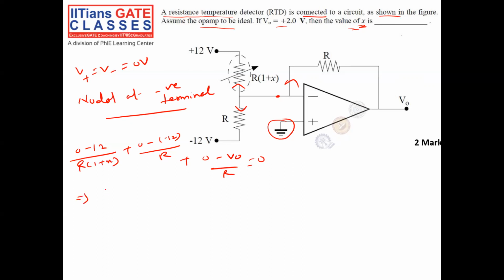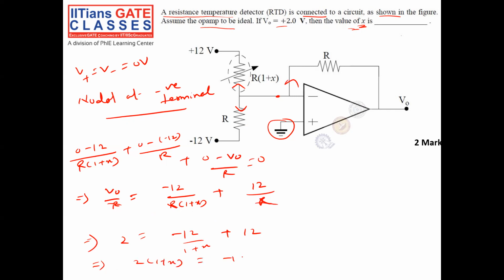Okay, simply V0 by R is equal to minus 12 by R into 1 plus X, plus 12 by R. Okay, now R got cancelled. Simply, what is V0? V0 is given as 2 volt. 2 volt is equal to minus 12 by 1 plus X, plus 12. Then multiply both sides by 1 plus X. What will you get? 2 into 1 plus X is equal to minus 12 plus 12 into 1 plus X. Then this will give me my X.